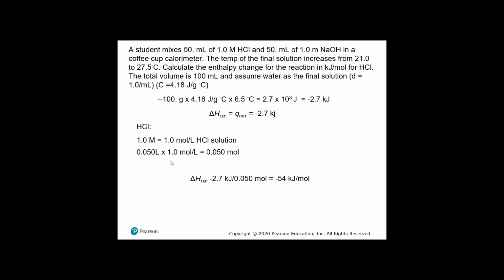Now we need one more step. The one more step is the moles, and it's asking for the moles of HCl. So we take the molarity and we expand it out, and then we take the volume and multiply it by the molarity, cancel out the liters, and that gives us the moles. Now we divide that, so our change in enthalpy of reaction per mole is negative 54 kilojoules per mole. That's it.